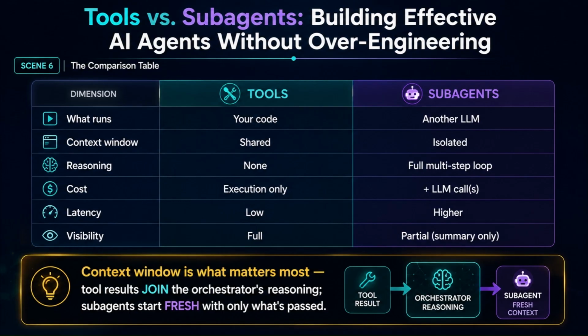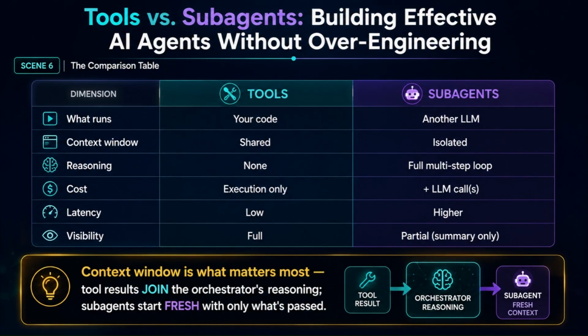Let's put the differences side by side in one clear comparison table, because this is the reference you will want to screenshot. On what runs? Tools execute your code directly, subagents execute another full LLM call. On context window, a tool result lands directly in the orchestrator's shared context. A subagent gets its own separate, fully isolated context window. On reasoning, tools have none, deterministic execution only. Subagents run a full multi-step reasoning loop internally.